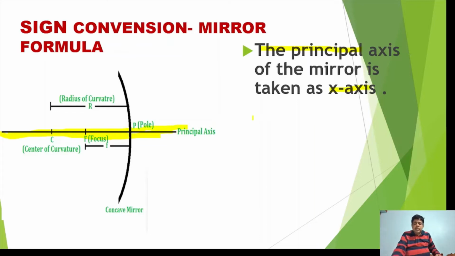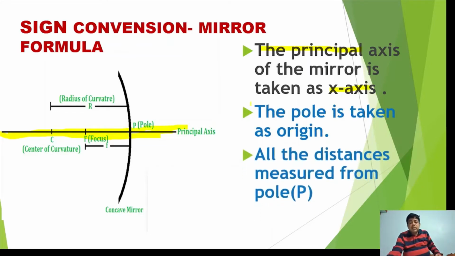Another point is the pole. You see here the pole. What is the pole? All of you know: the pole is the point of intersection of the mirror and the principal axis. It is the point where the mirror intersects the principal axis.